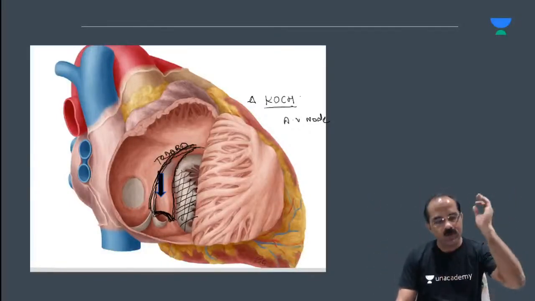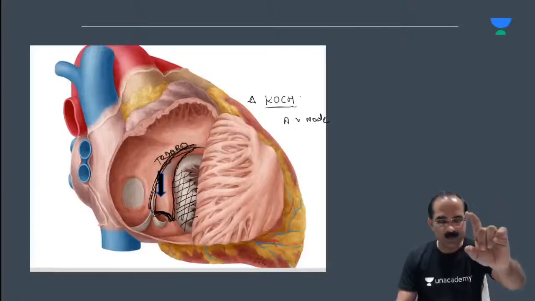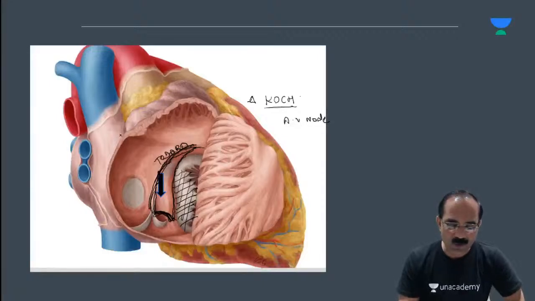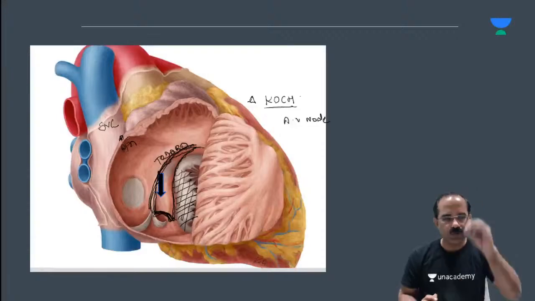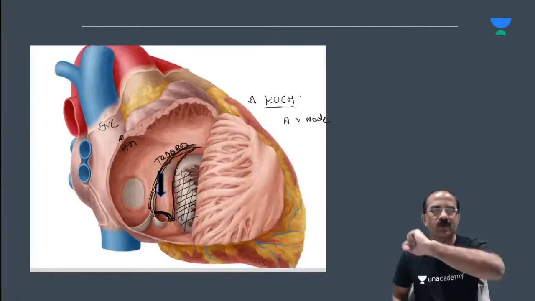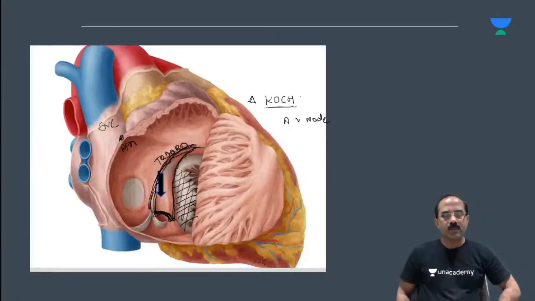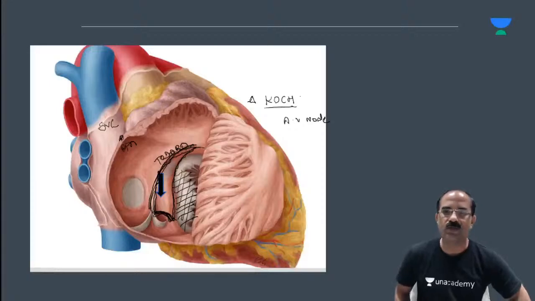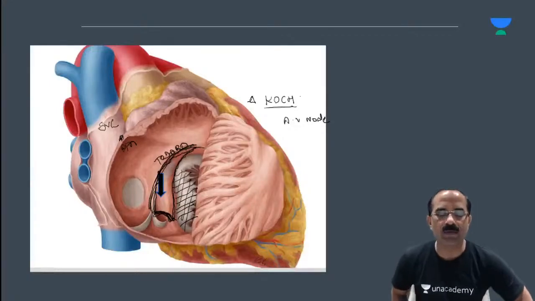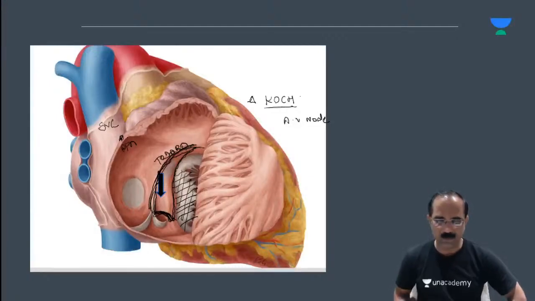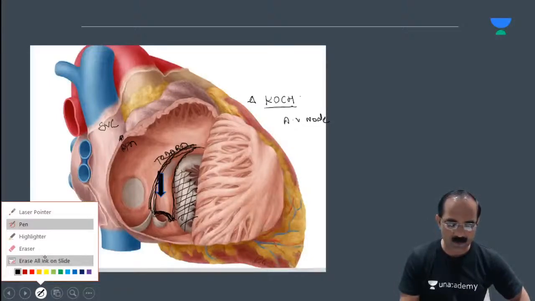Another MCQ, and another option which is always asked in the MCQs: where does the SA node lie? The SA node lies at the junction of SVC with the right atrium. You can just mention this in your notebook. SA node lies at the junction of SVC with the right atrium. I hope this is clear to all of you. Is this clear to all of you?